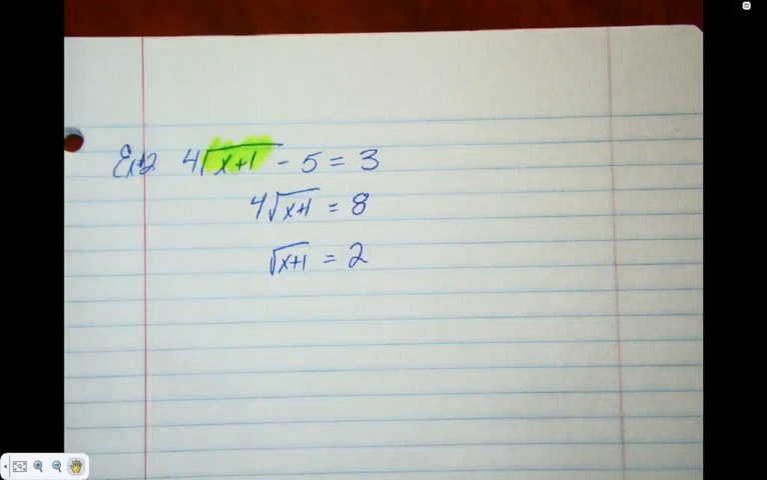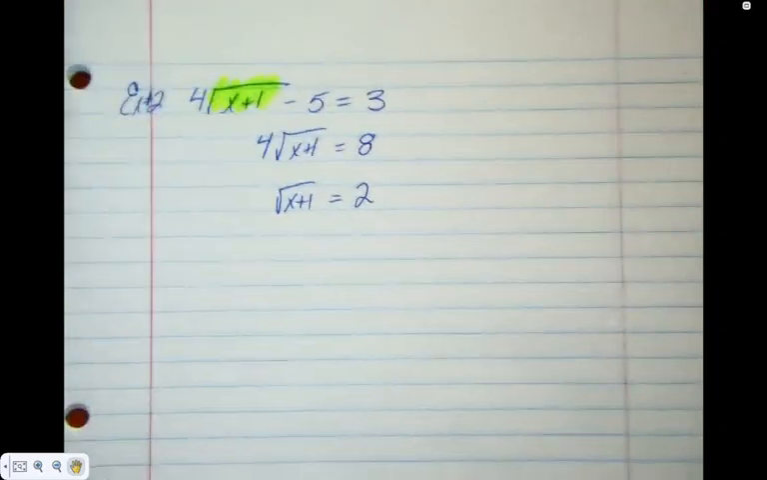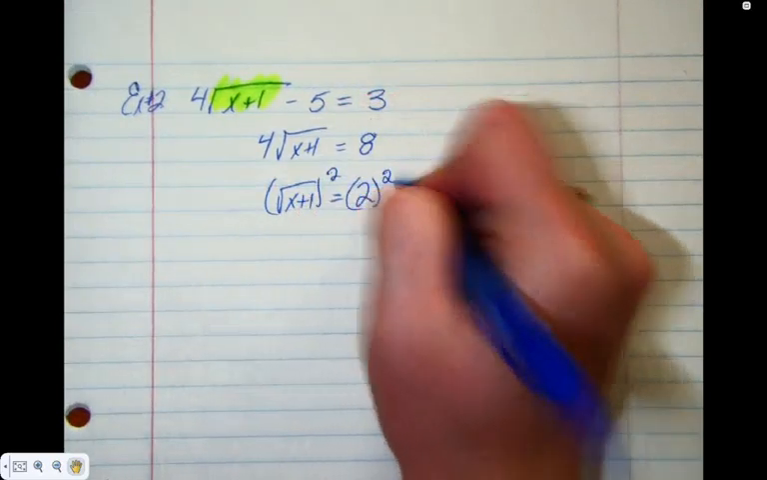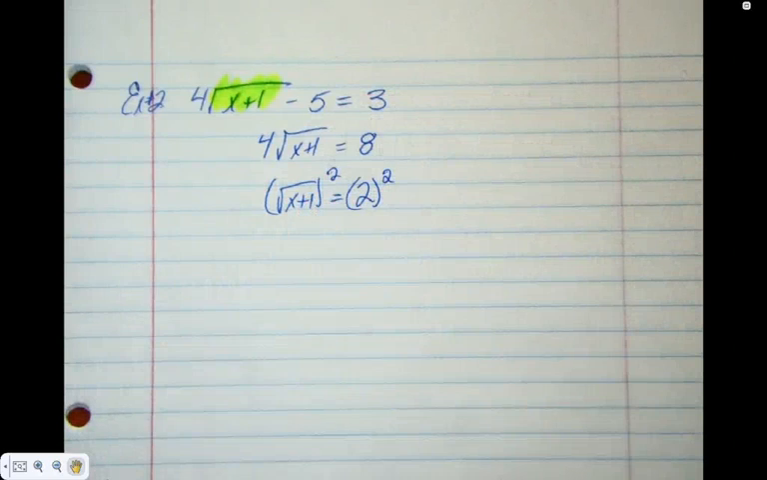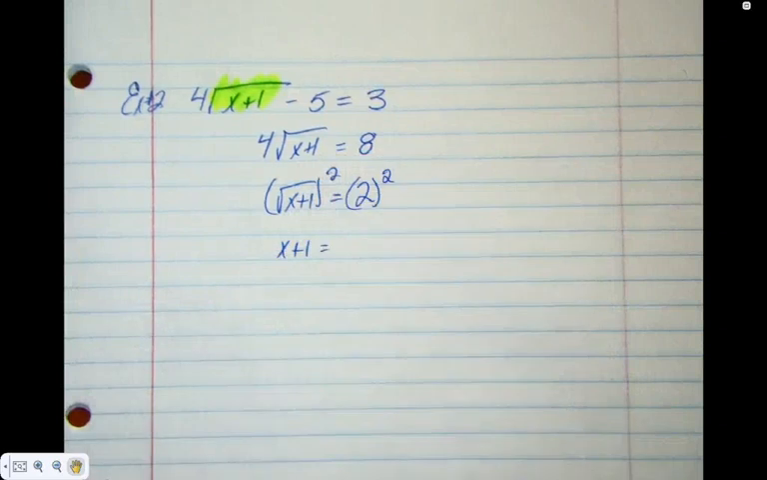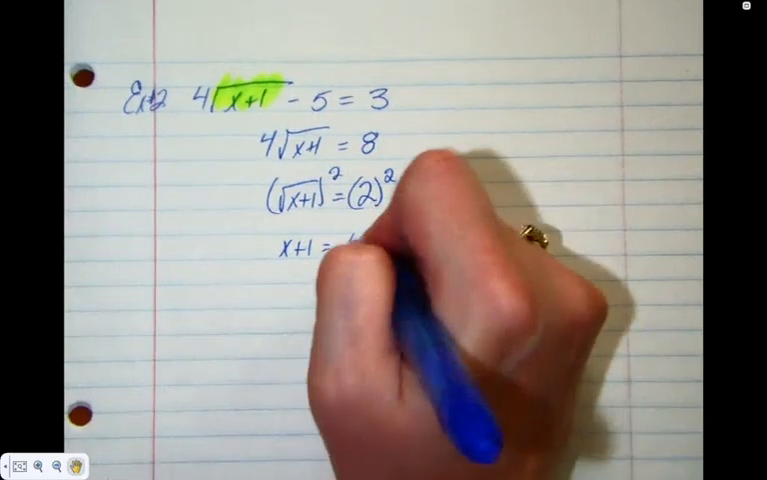Okay, that's step 1. Radical is by itself. Step 2, how do we get rid of the square root? Square both sides. On the left, the squaring takes rid of the radical, so I have an x plus 1 left. The other side, 2 squared like last time, is 4.